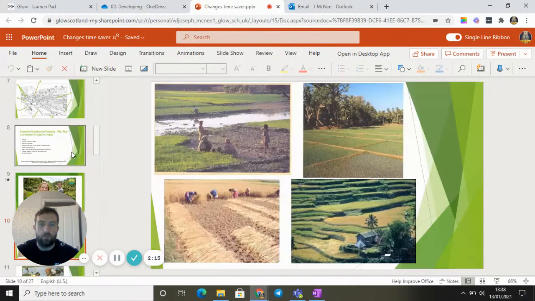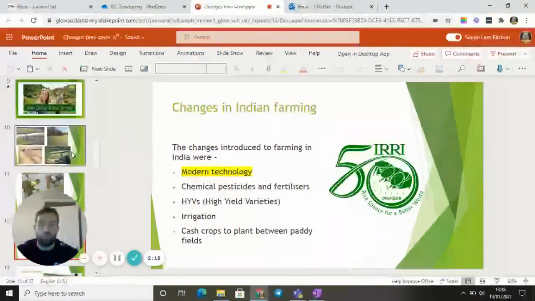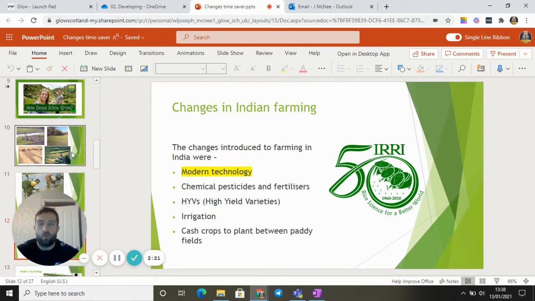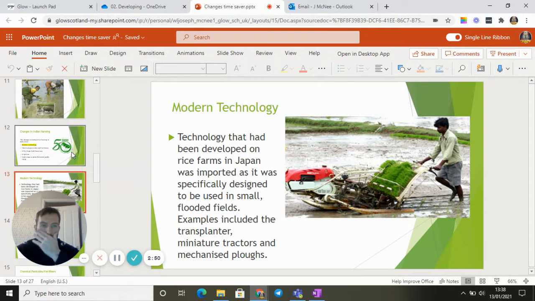So let's skip all that and go to the changes that have been made. There are 5 changes that have been made. Modern technology has been introduced. The use of chemical pesticides and fertilisers. The use of genetically modifying the rice into high yield varieties. The use of irrigation and the use of cash crops planted between the paddy fields to bring in more money for the farmers.